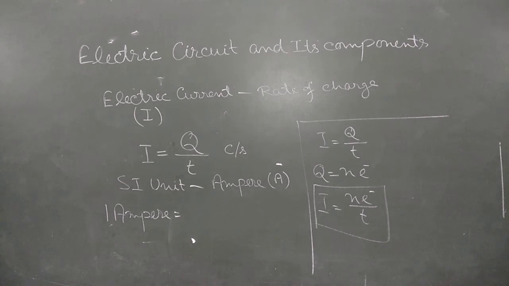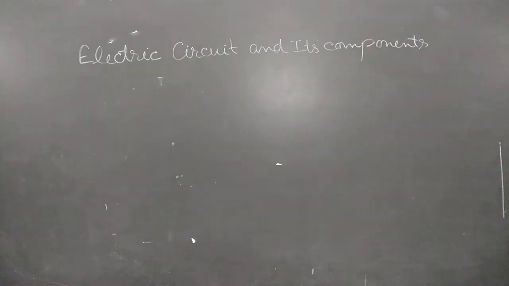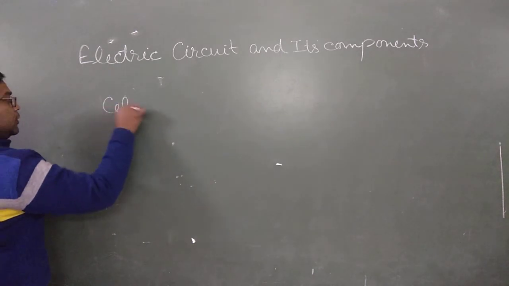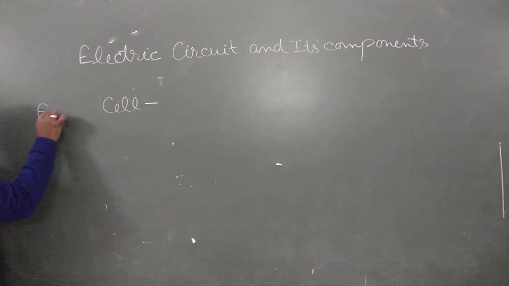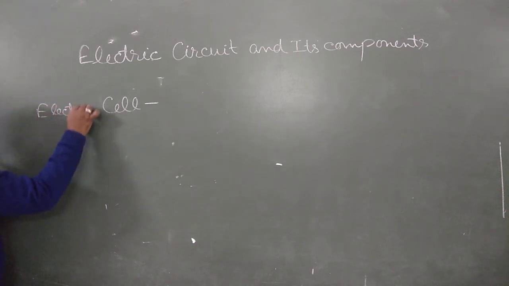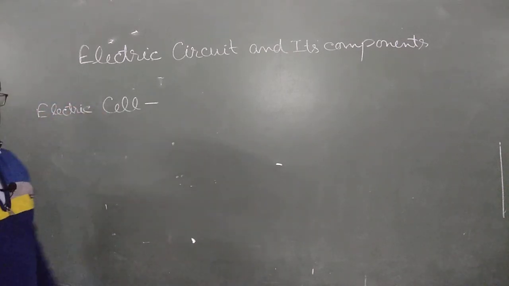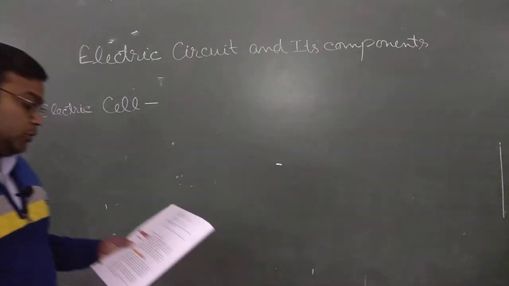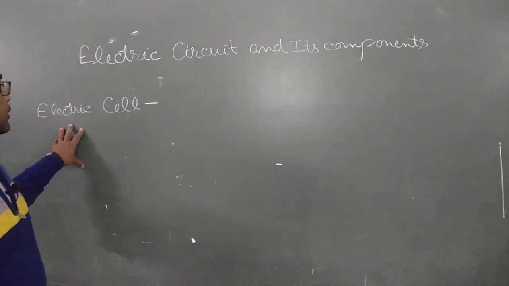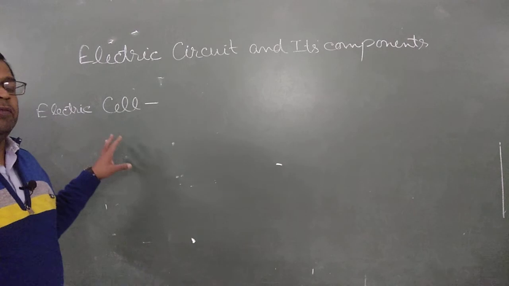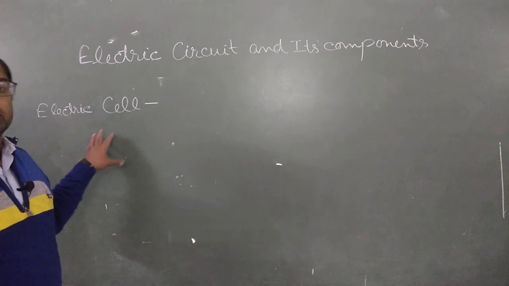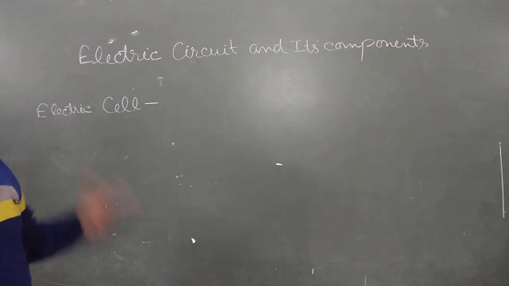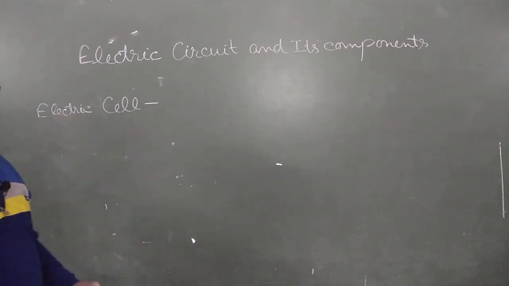Now move to the next topic. Yes, next one is your electric cell. It's not about biological cell, it's electric cell. I have written over the complete electric cell. This is a very small source of electric current. We use this in very small devices like your torch, your watch, or everywhere. In remote control also we use these electric cells.